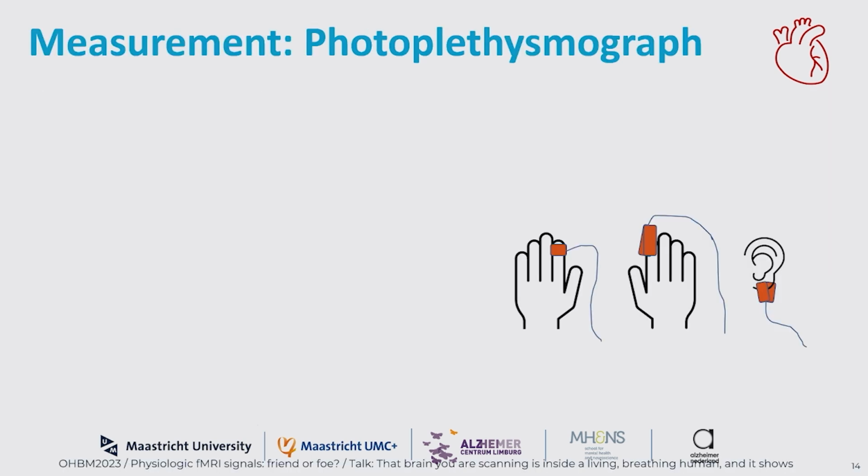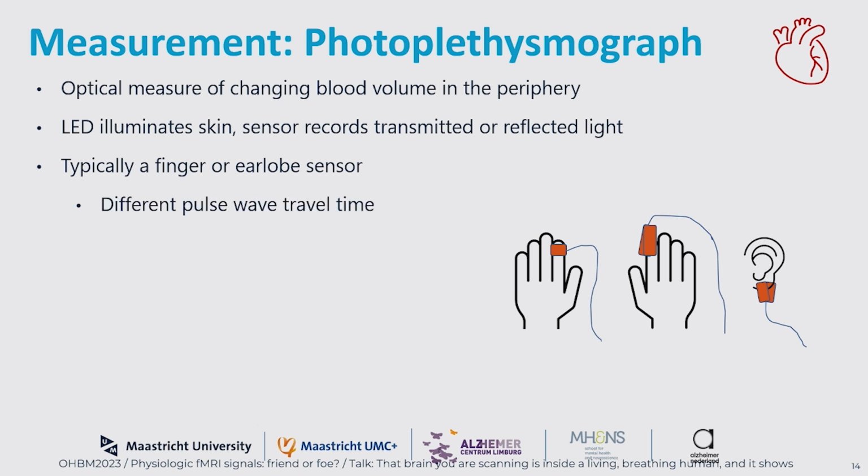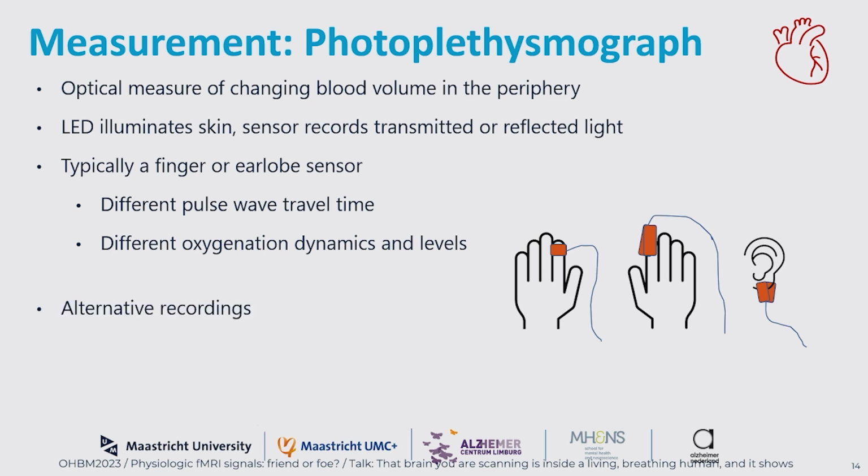How can you measure this? You can measure this using a PPG. This is an optical measure of changing blood volume in the periphery. It's done through light, so the LED illuminates the skin, and then there's a sensor that records the reflected or the transmitted light. This is typically done on either the finger or the earlobe, but it's good to keep this consistent because this might have a different pulse wave travel time depending on the location, and also the oxygenation dynamics and levels could vary.